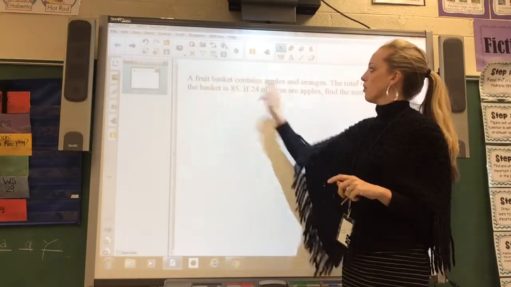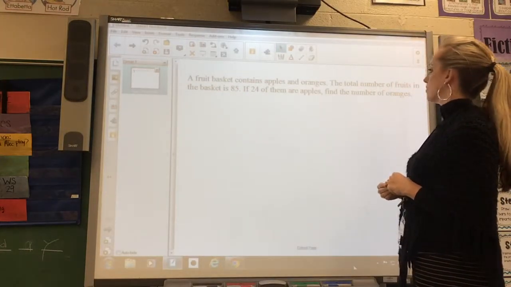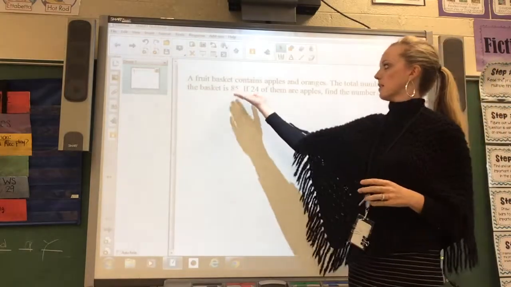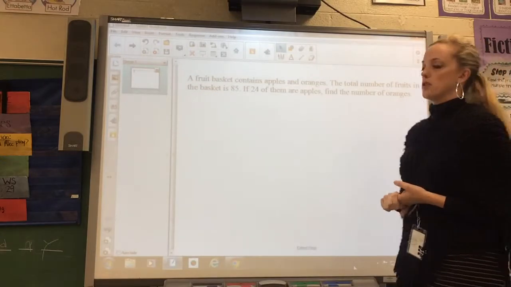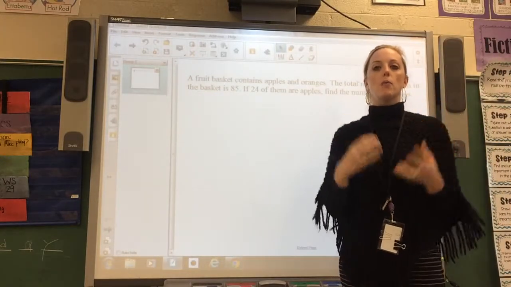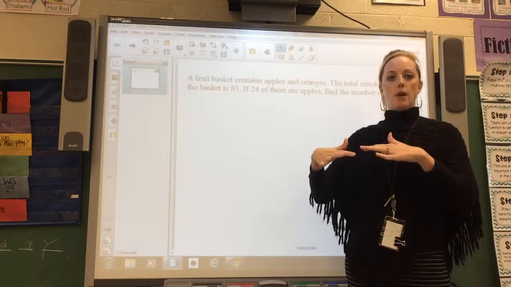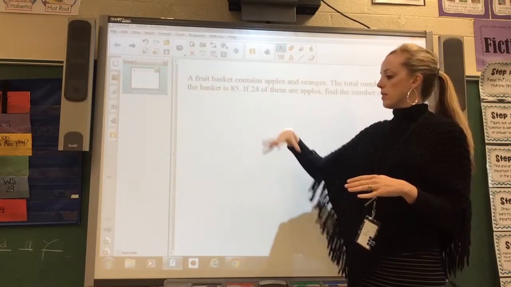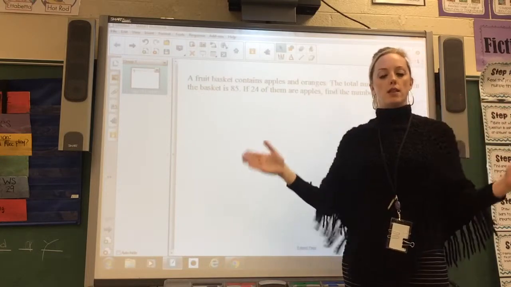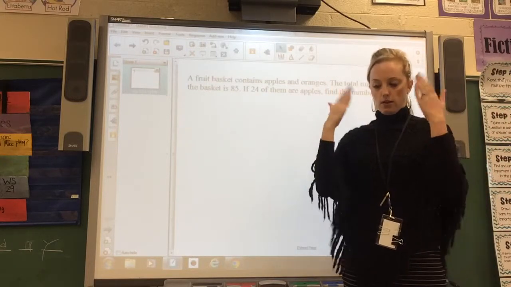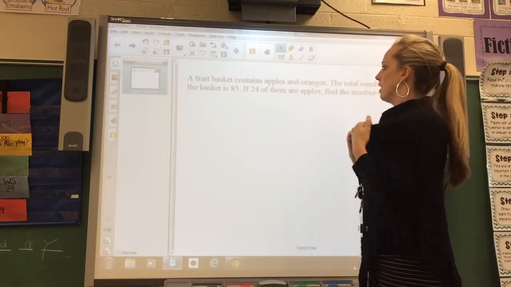A fruit basket contains apples and oranges. The total number of fruits in the basket is, if some of them are apples, find the number of oranges. So I try to have them really think about what the problem is saying. So there's a basket with oranges and apples inside of it. We know that some of them are apples. We don't know how many oranges there are, but we know how many there are all together. So I try to have your child make a mental picture of what the question is asking.